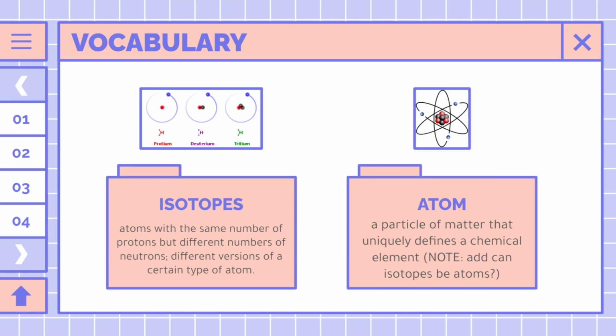An atom is a particle of matter that uniquely defines an element. Some examples are hydrogen or oxygen. When many atoms bond together, they form a molecule.